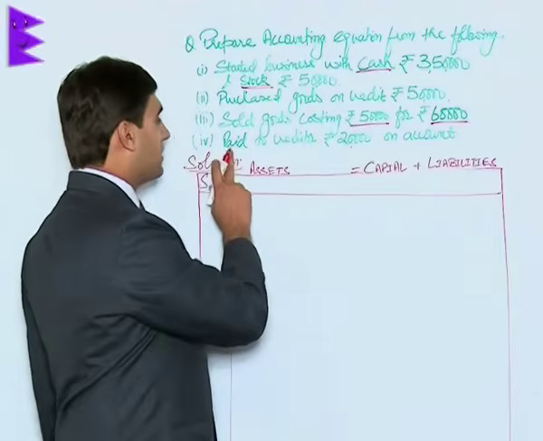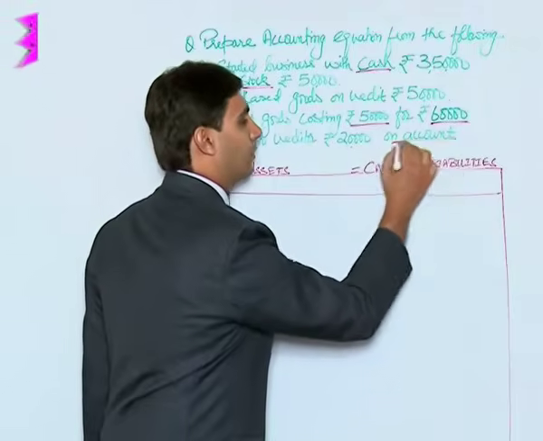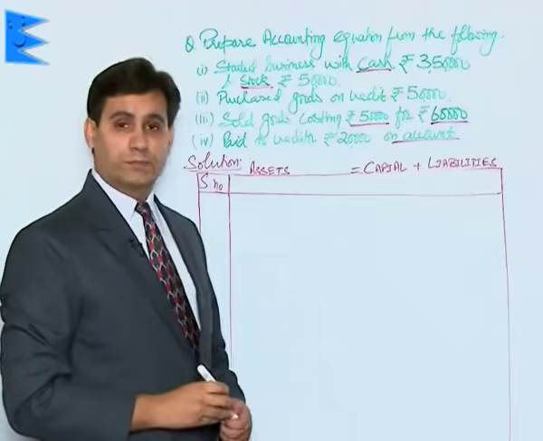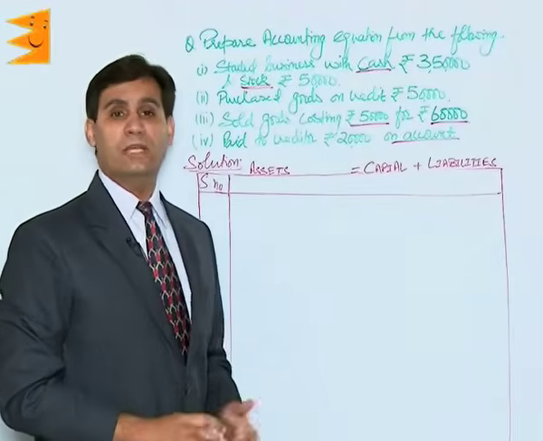Then the last transaction is paid to creditors rupees 20,000 on account. Now students, 20,000 on account. Let us understand what payment on account means.